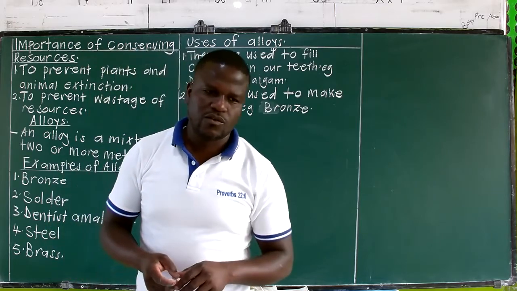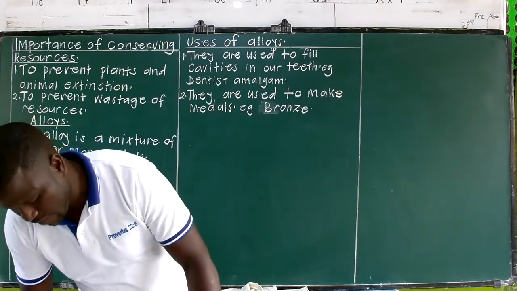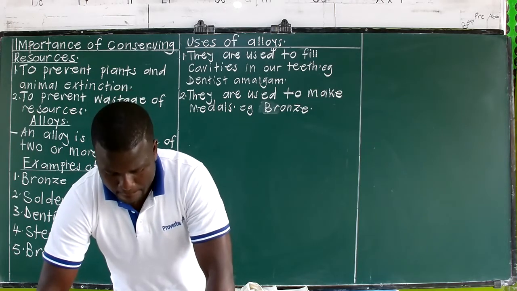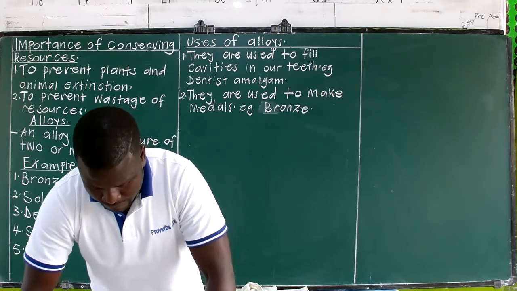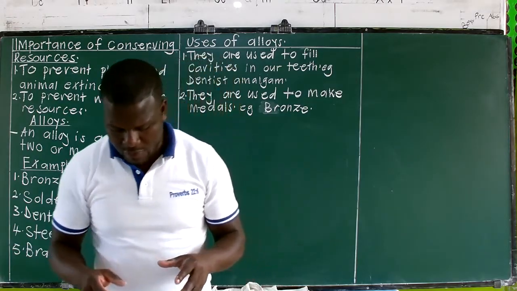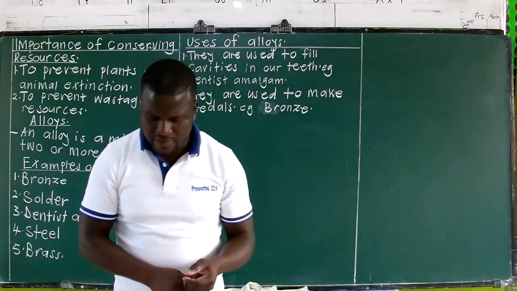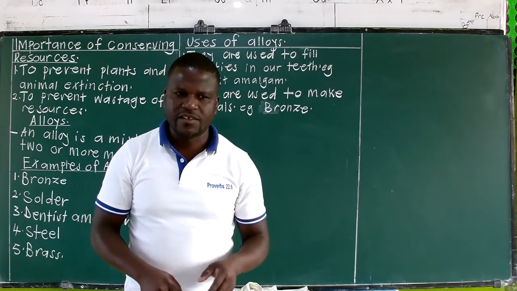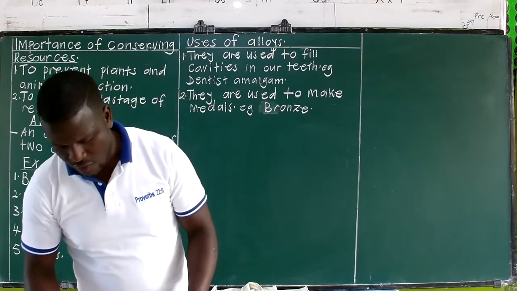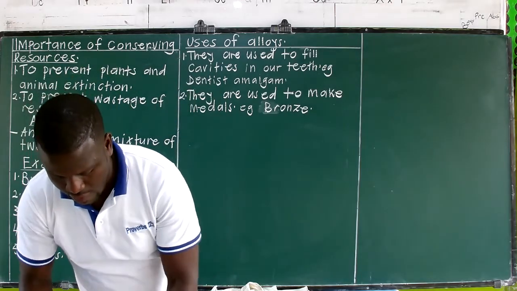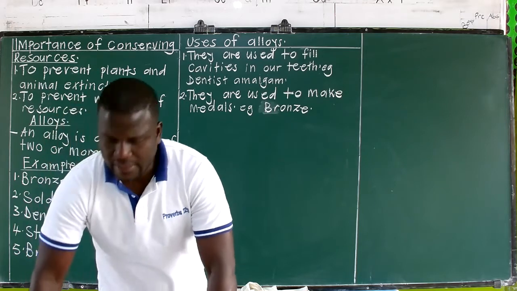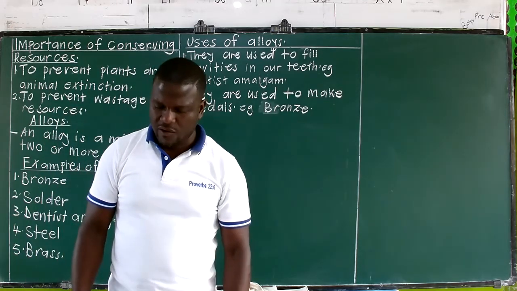Even gold is used to make metals. Even silver is used to make metals. But silver is not an alloy. So we have bronze, which is used to make metals. Dentist amalgam, used to fill cavities in our teeth. I said cavities are the holes found in our teeth. So that marks the end of our topic.